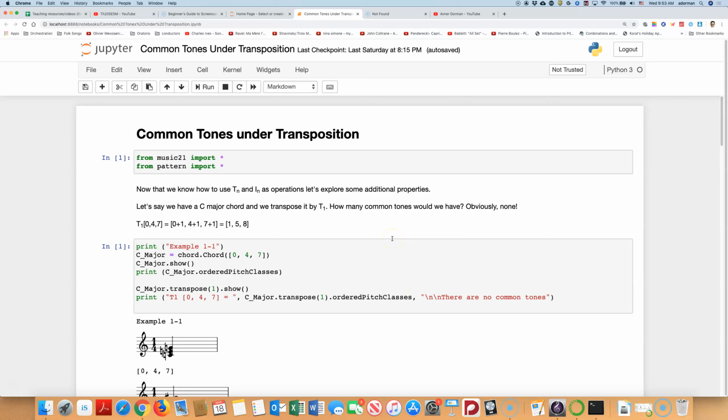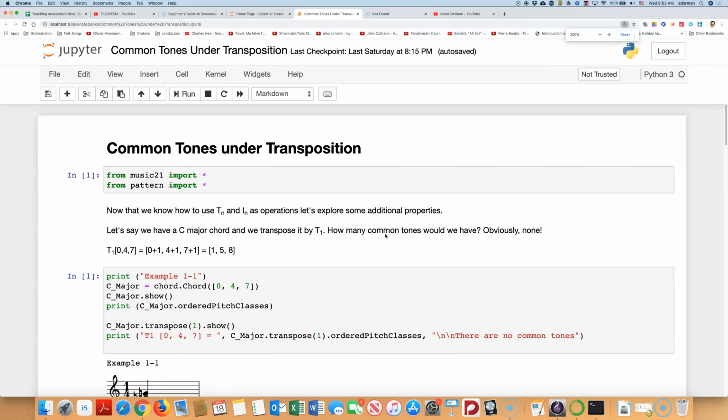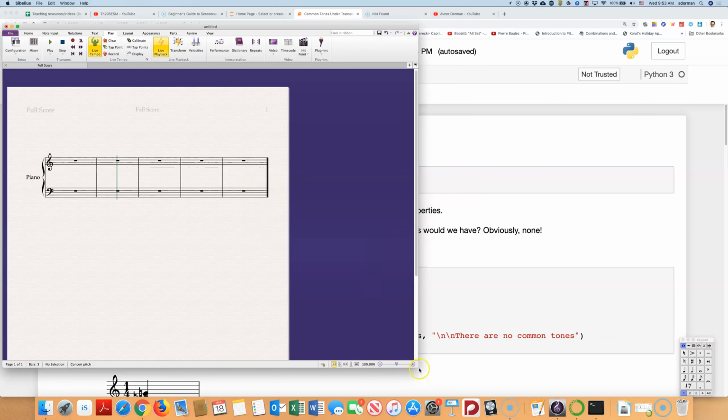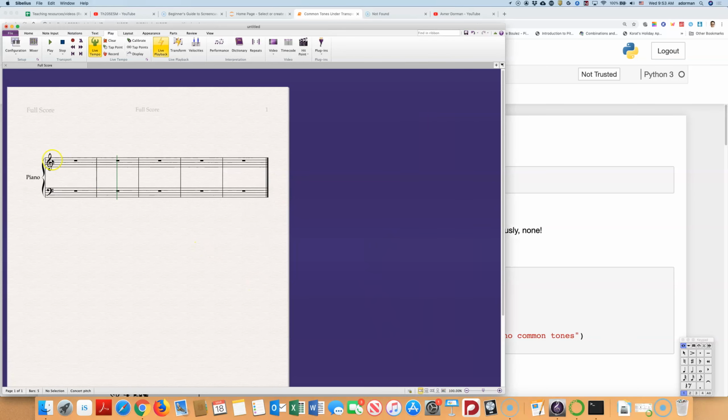First video I'm preparing is about common tones under transposition. And before we get into the set theory, meaning, and techniques involved, let's go back to traditional music theory and see what common tones are and remind ourselves why that's an important topic.